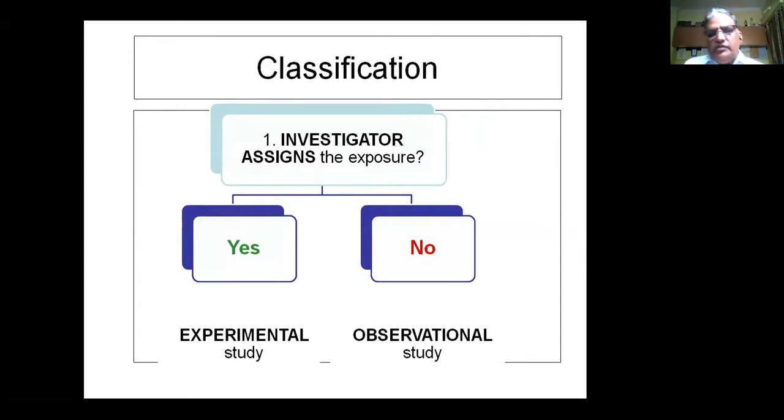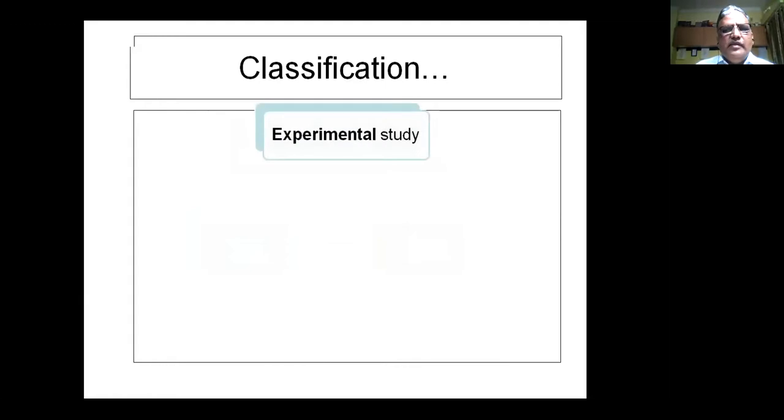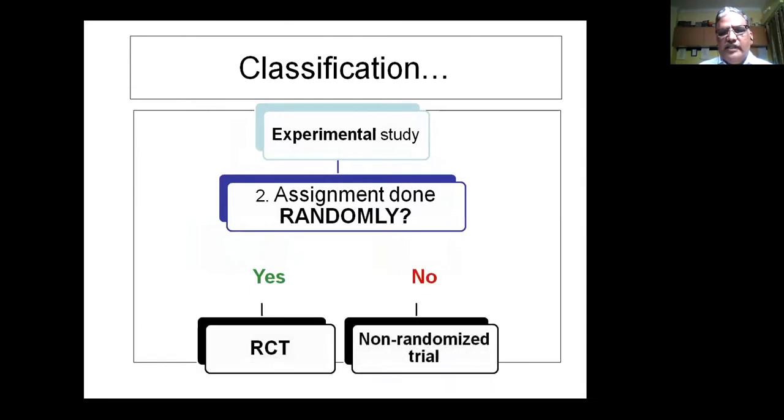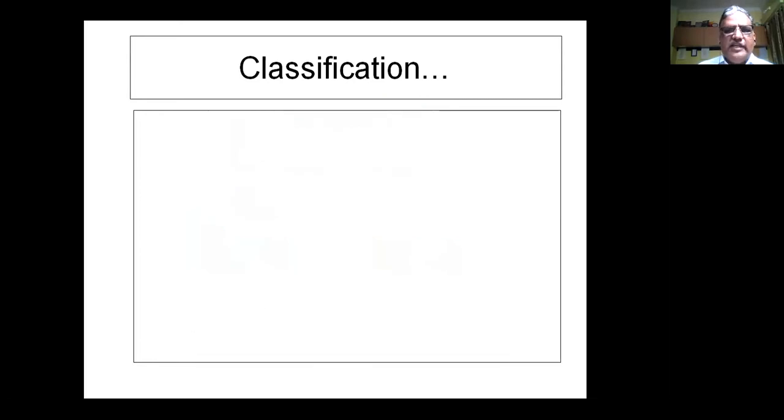Remember, if you just go to a movie theater and you are just observing the whole movie, you are just an observer. Everything has already been pre-planned by someone else. It's already recorded. So that is basically an observational study. Then if it's an experimental study, if the assignment is done randomly, so that everybody has an equal chance of getting into either arm of the study, then it is a randomized trial. If not, then it is a non-randomized trial.